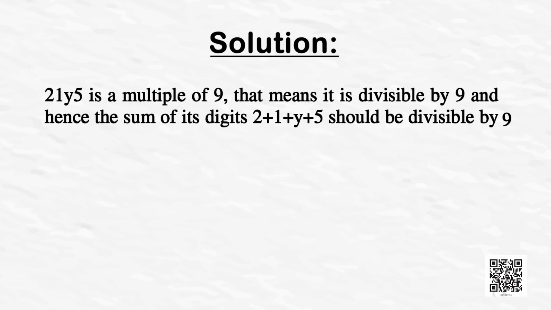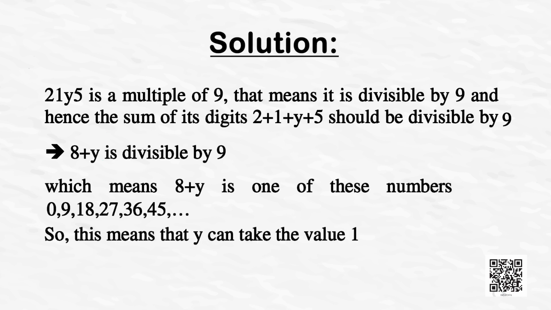Students, it is given that 2, 1, y, 5 is a multiple of 9, that means it is divisible by 9 and hence the sum of its digits 2 plus 1 plus y plus 5 should be divisible by 9, which implies 8 plus y is divisible by 9. That means 8 plus y is one of the numbers 0, 9, 18, 27, 36, 45 and so on. Make a note that since y is a digit, it is a number between 0 and 9. So, this means that y can take the value 1.